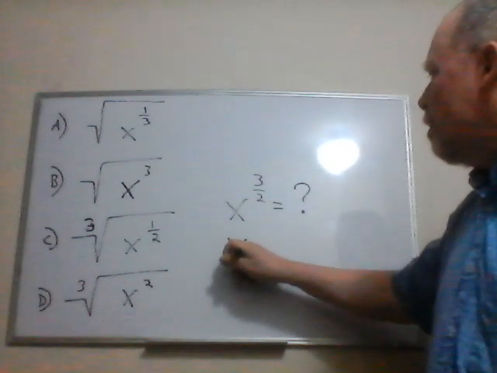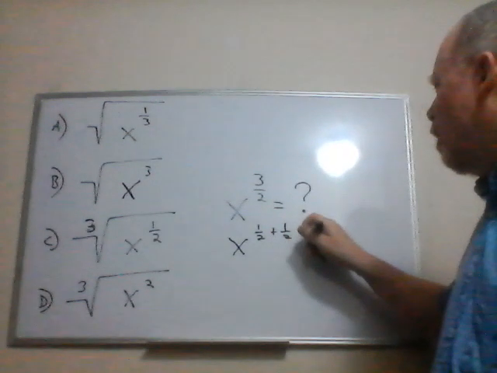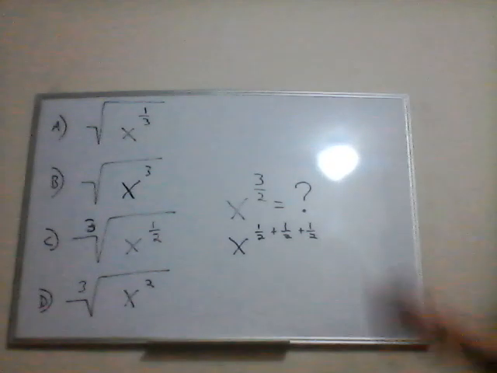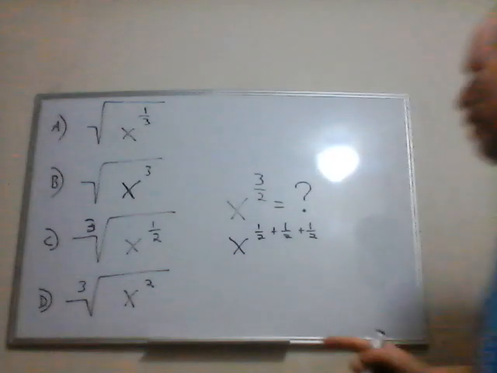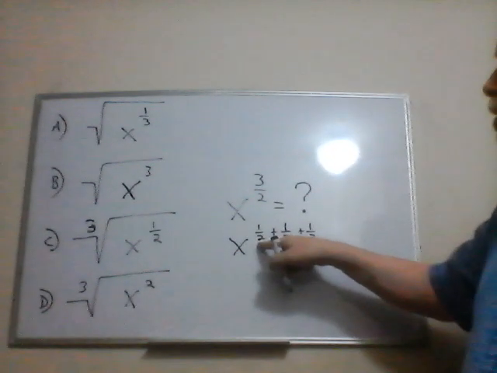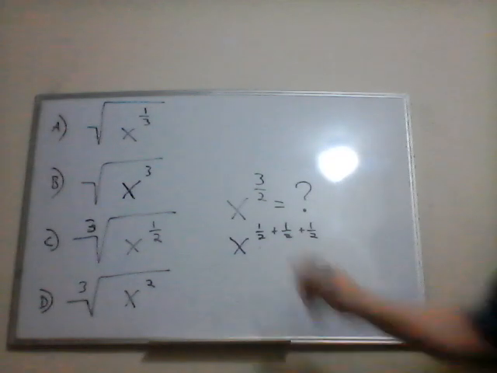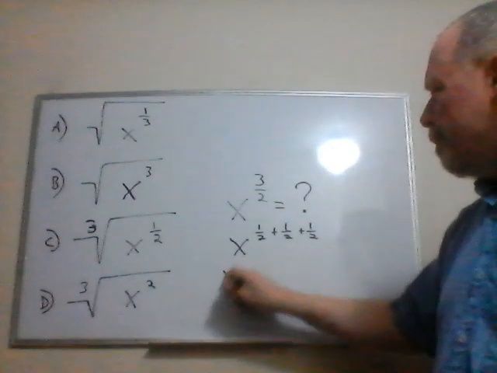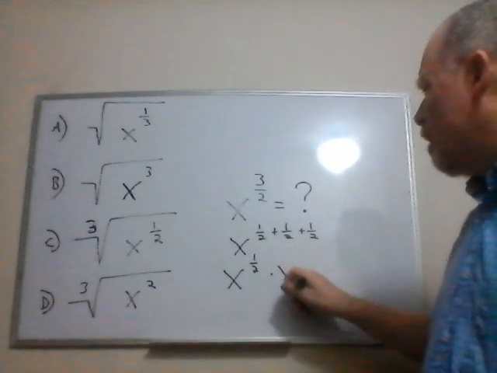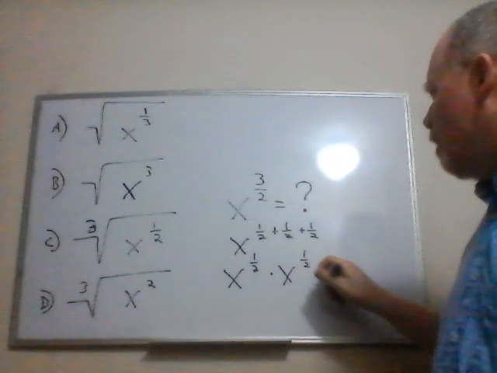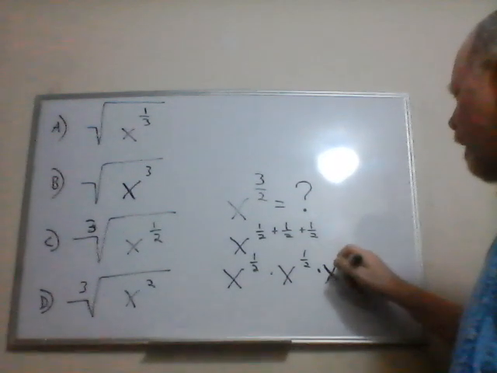It's x to the 1/2 plus 1/2 plus 1/2, or x to the 1.5, which is an expression. I'm not going to write it. I don't want to confuse you. So this 1/2 and this 1/2 and this 1/2 have been added together to give you this 3 over 2. That is the equivalent of this: x to the 1/2 times x to the 1/2 times x to the 1/2.